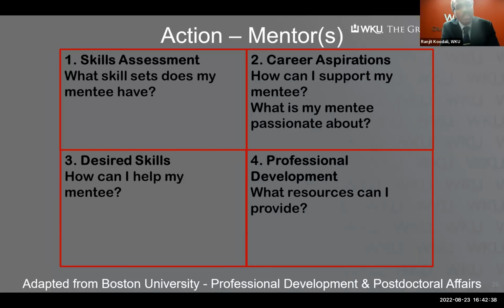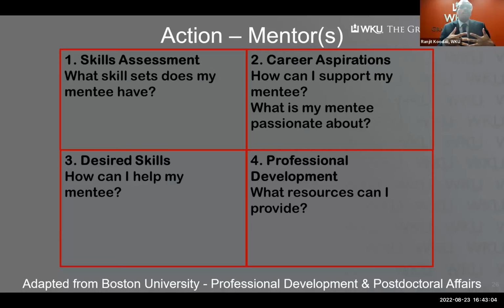What is the mentee passionate about? And the question that the mentor will ask himself or herself is, how can I help my mentee, and what resources can I provide? What resources are available in my college or school? What resources are available in my professional discipline, in my scientific association? What opportunities is the graduate school, or the institution or university, providing?